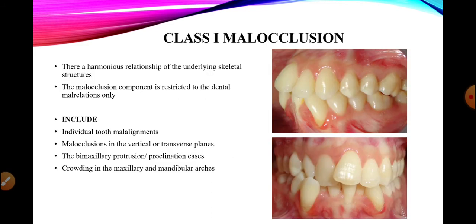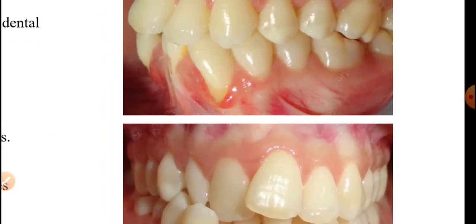Therefore, in class 1 malocclusion, what we see is a harmonious relationship of the underlying skeletal structures, that is the maxilla and the mandible, and the malrelationship or the malocclusion is restricted to the dentition only.